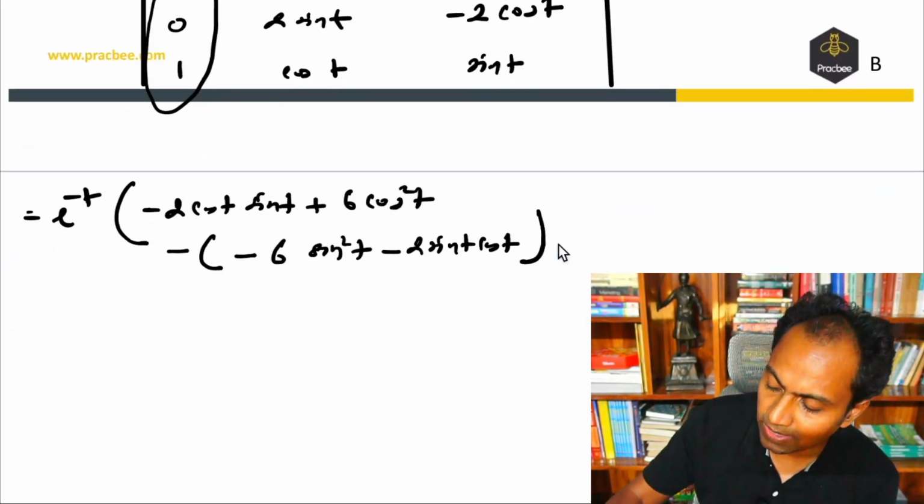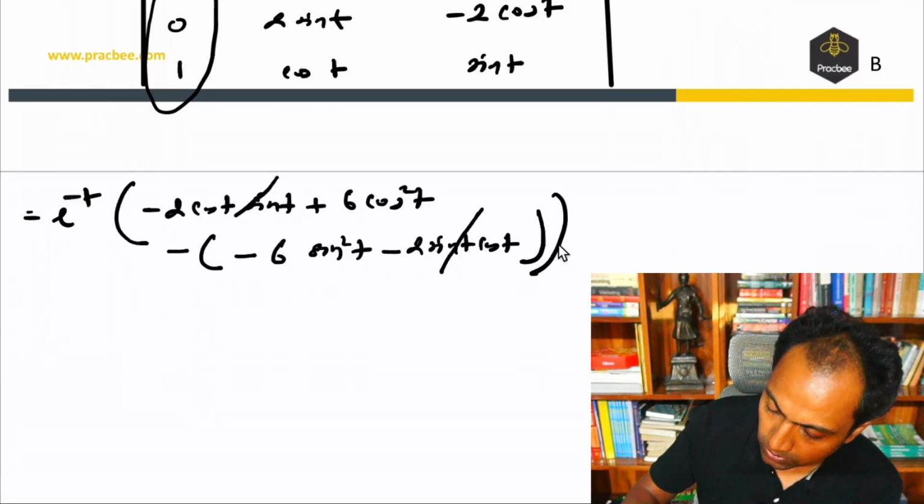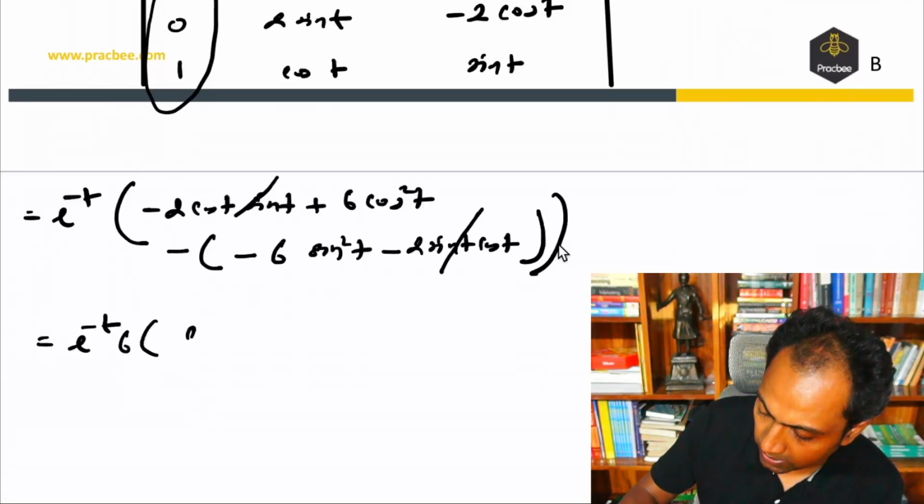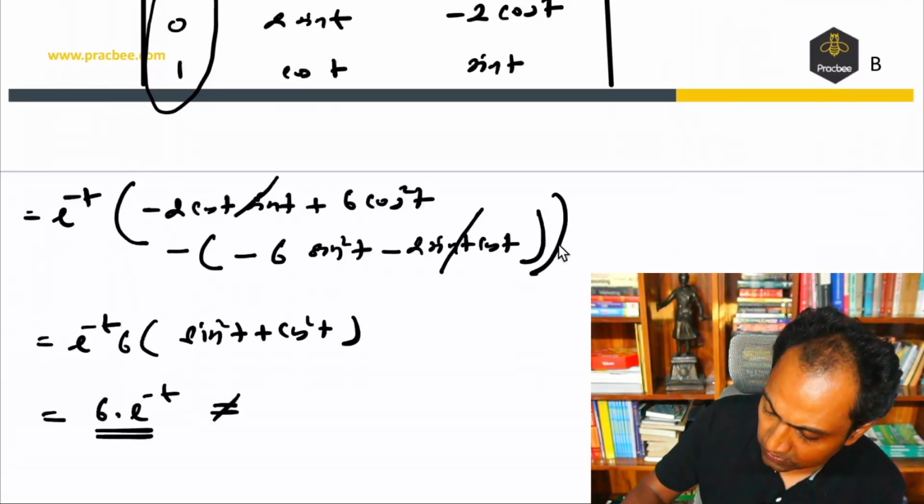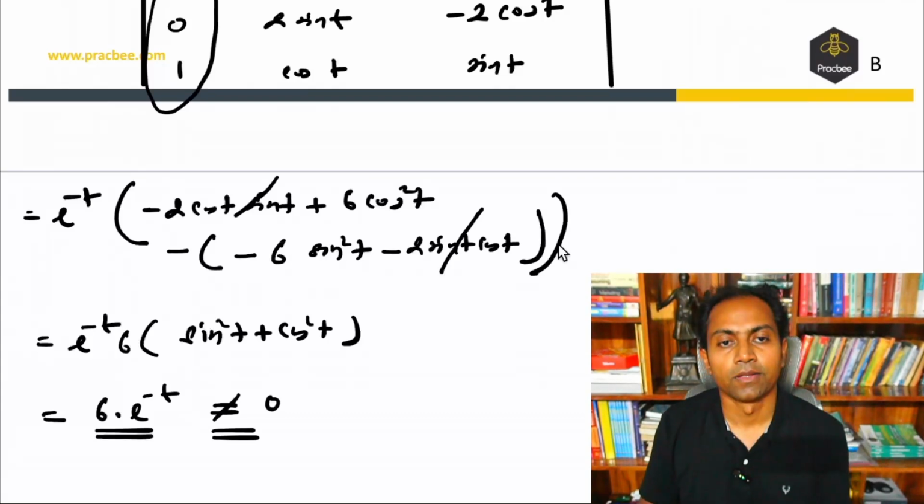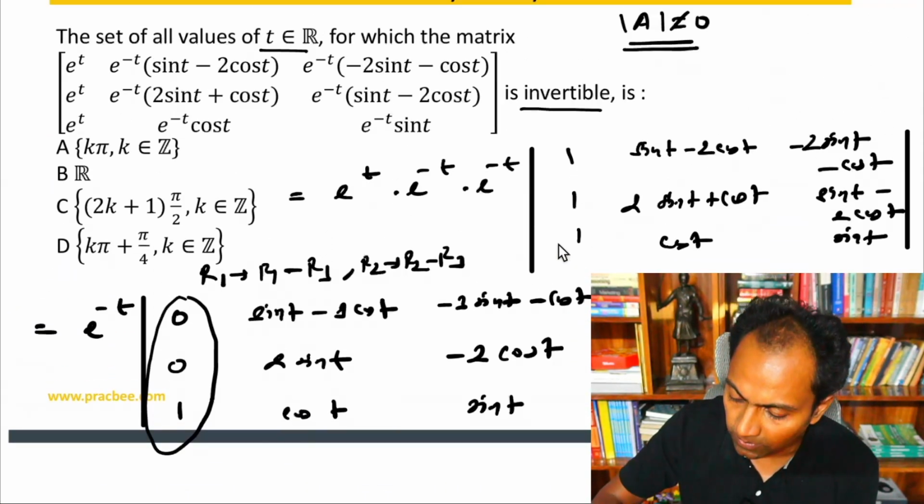So you can see that if this is what we have, then these two portions will get cancelled out. I can take 6 common, and what I have is sin square t plus cos square t, that will essentially become 1. So this is 6 into e raised to the power minus t. You can see that this will never become equal to 0, whatever the value of t you put. So the answer of this question becomes nothing but t belongs to real numbers.